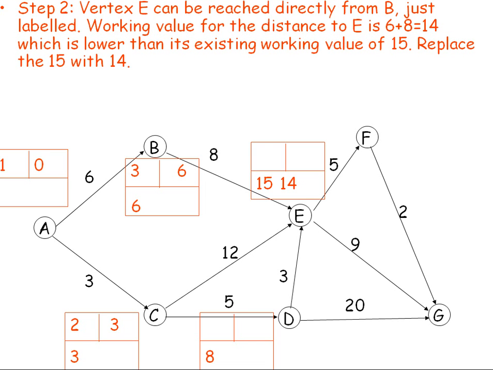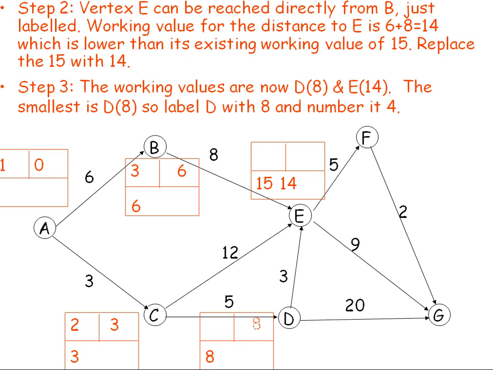You now say, okay, I've gone everywhere I can. What is my lowest temporary working out value anywhere? 8. Is the 8 on D. So I make that D a permanently labelled 8. And that was the fourth one that I have done. And then you do it again. Okay, I've just labelled one permanent. Where can I go directly from D?